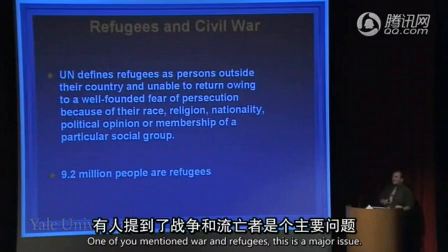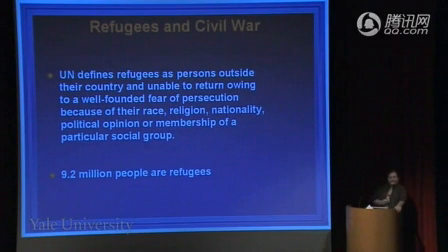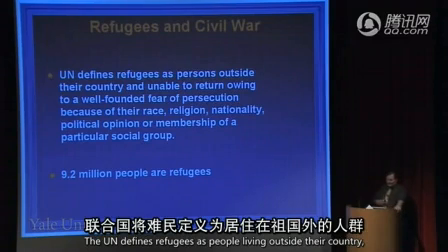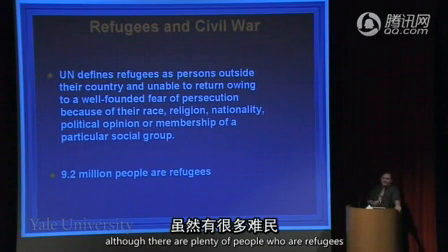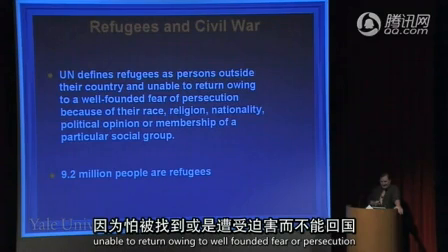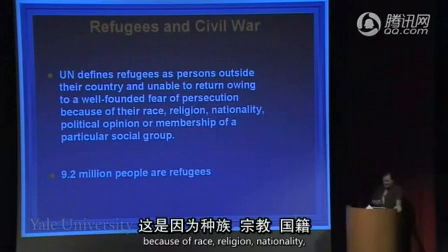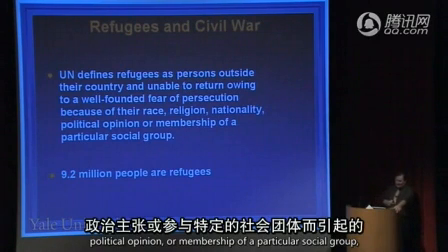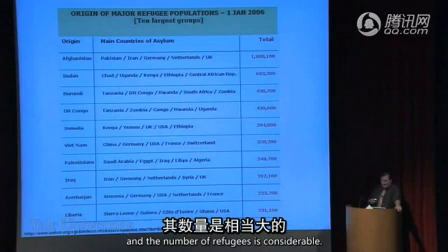One of you mentioned war and refugees. This is a major issue. The UN defines refugees as people living outside their country, although there are plenty of people who are refugees but still remaining within the country's borders, unable to return owing to well-founded fear of persecution because of race, religion, nationality, political opinion, or membership of a particular social group. And the number of refugees is considerable.